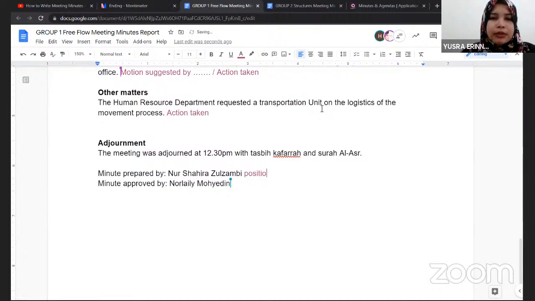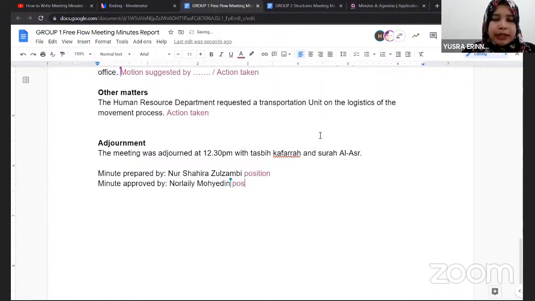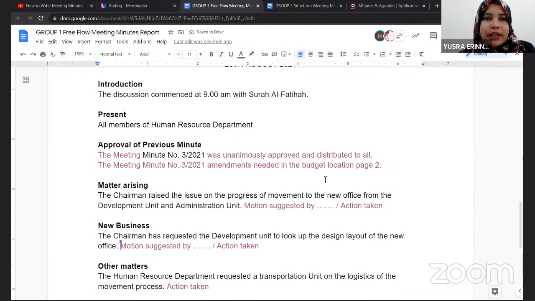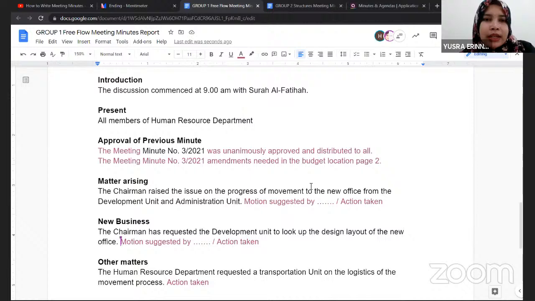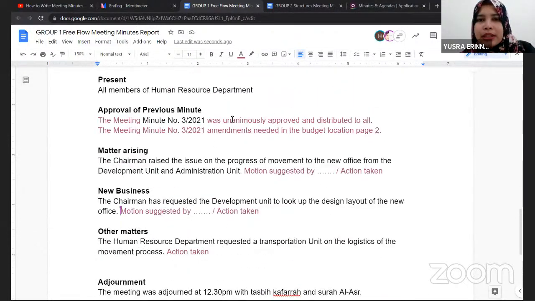Okay, mention the position as well. Okay, same with minutes approved by. All right, I hope you guys are taking notes. So I think so far so good. You get the correct tense. You are using the correct pronouns. Okay, and the actions taken and needed over here. That's the only things that you need to improve on. Okay. Well done, group 1.